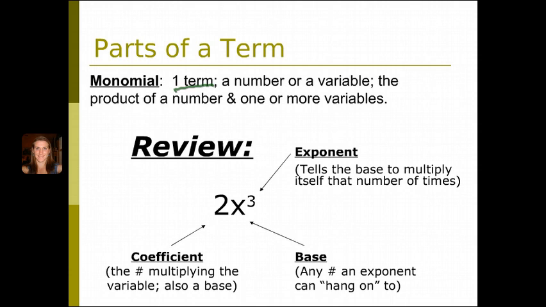Just to review on our example here, your coefficient is the number that's multiplying the variable. Coefficient is also a base. A base is any number an exponent can hang on to, meaning any number that might have an exponent raised to it. And then our exponent is the number that tells the base to multiply itself that number of times.